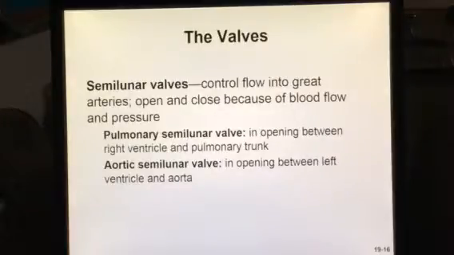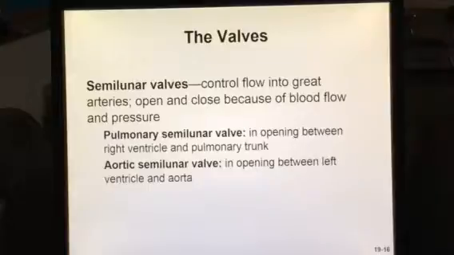Okay, the other 2 valves are the valves leaving the heart, and those are called semilunar valves. Sometimes their names are shortened. They control the flow out of the heart into those arteries, and they are opening and closing based on blood flow and pressure. We'll talk about how, as the pressure builds in the ventricles, that's when these valves are going to open.